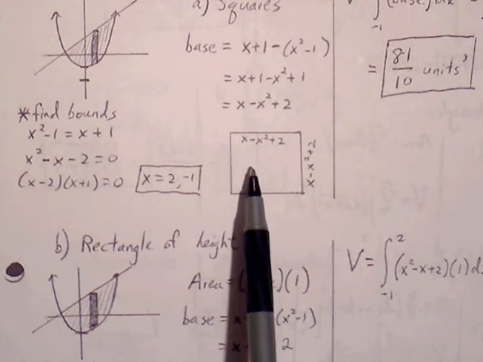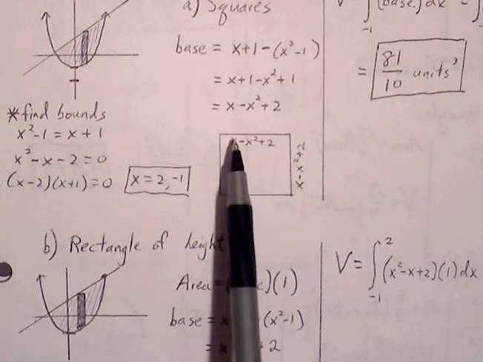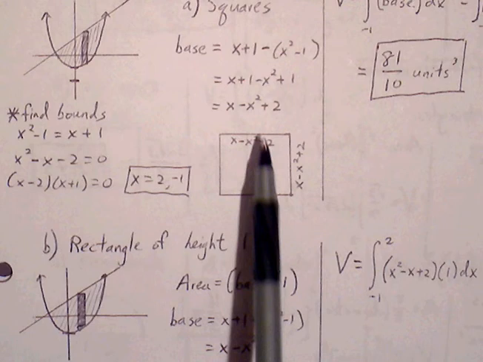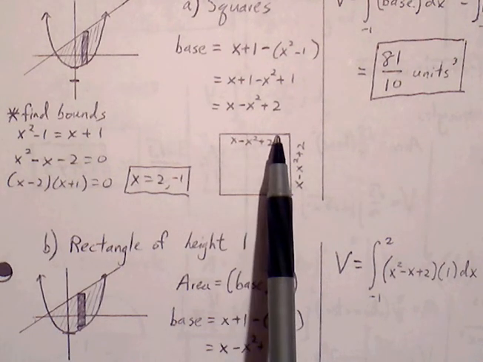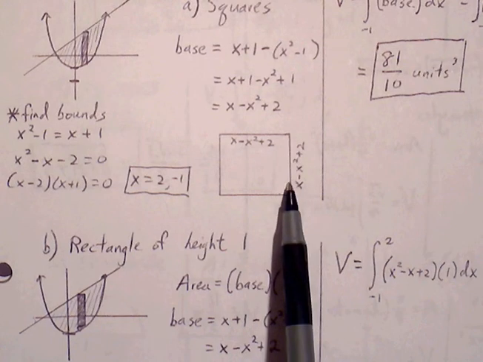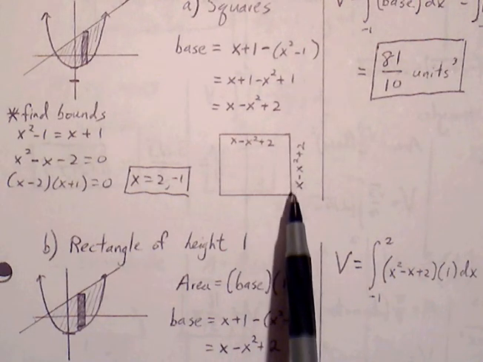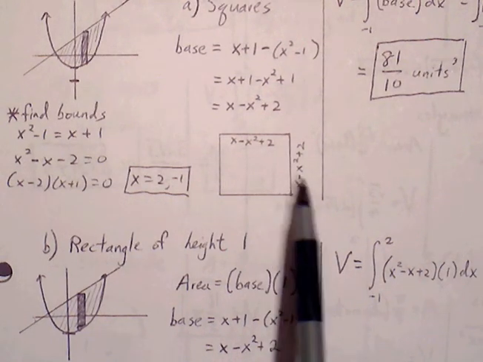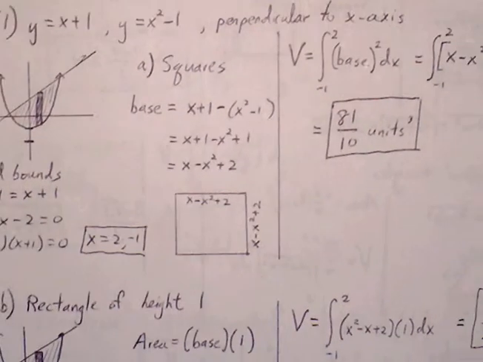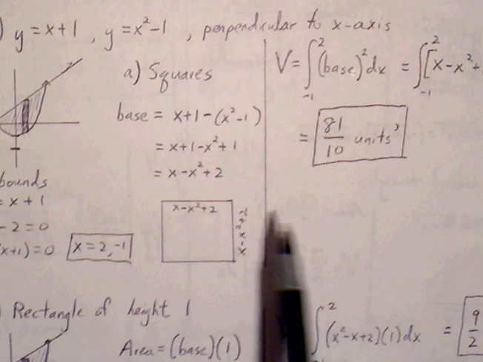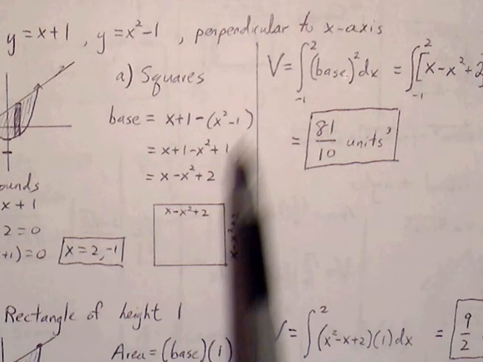We're creating a square, and if we draw a square here, we're going to have the base being x minus x squared plus 2, and then we're also going to have the height also being x minus x squared plus 2 because we're dealing with a square. And the area of a square is simply base times base. So we simply plug this into our formula.